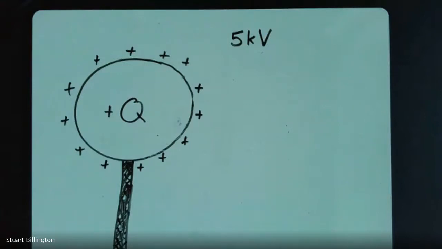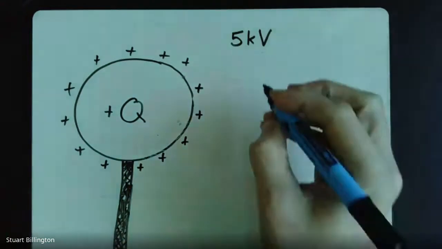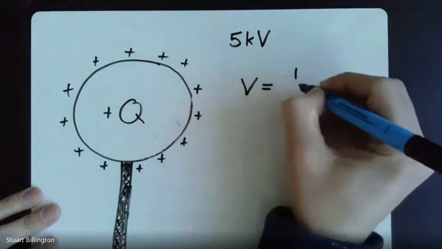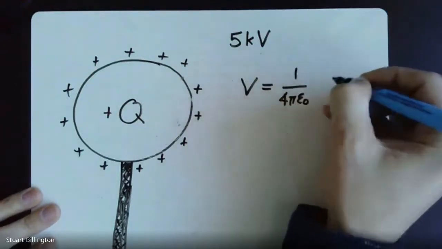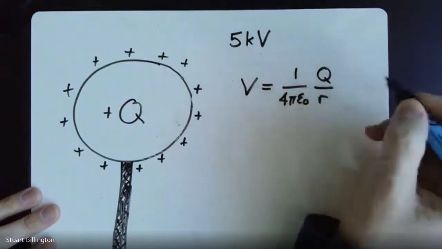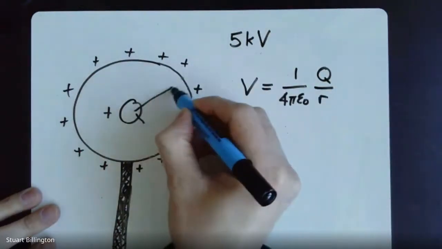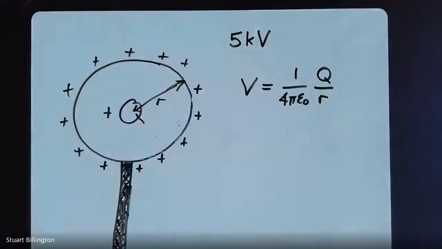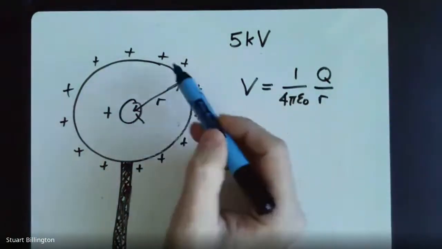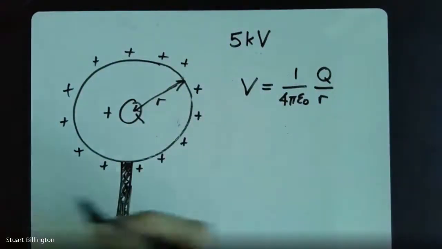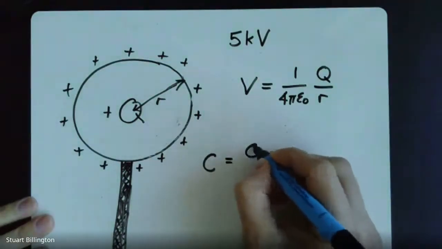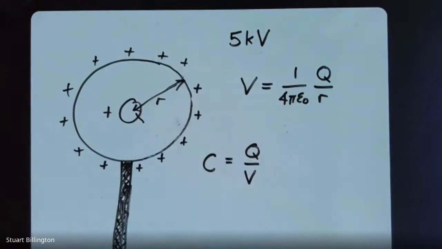So what's this got to do with what we've just been talking about? Well, we've just written down a formula that says that V equals 1 over 4 pi epsilon 0 Q over R. And because these charges are on the surface of the dome, R is the radius of the dome. So what has this formula got to do with this? Well, we've just studied a concept called capacitance, which is the amount of charge stored per unit potential difference.